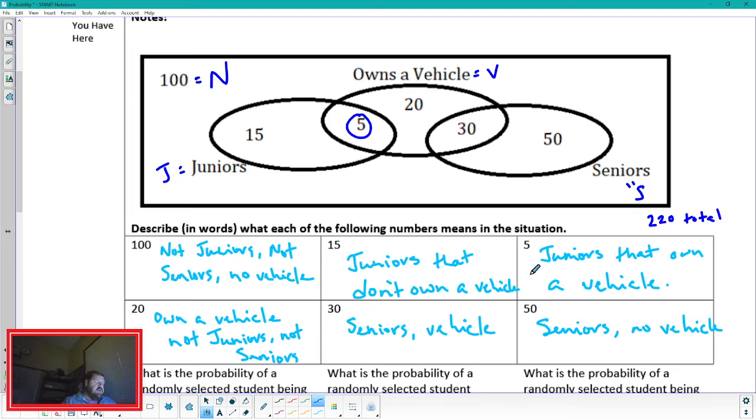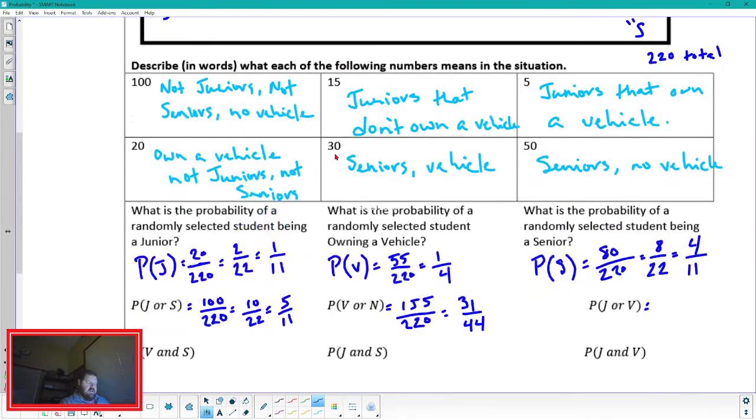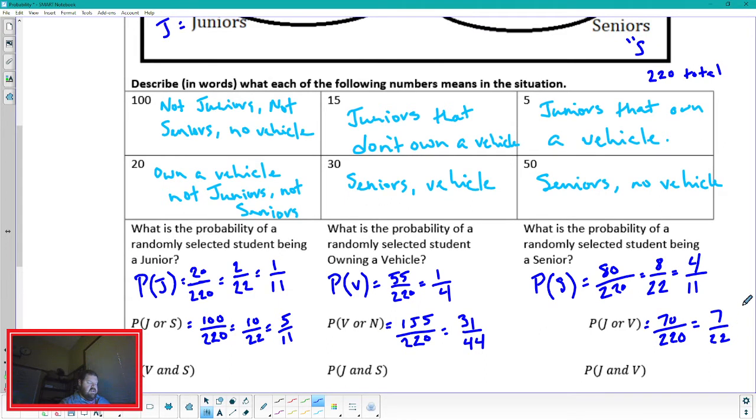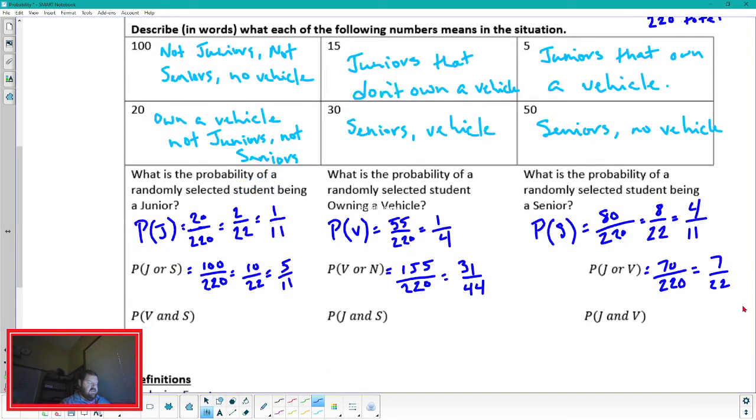So what I really want to look at is the 15 plus the 5 plus the 20 plus the 30. And that's 50 and 20, which is 70. So 70 out of 220, which would reduce to 7 over 22. And the important thing there, not 75 over 22.